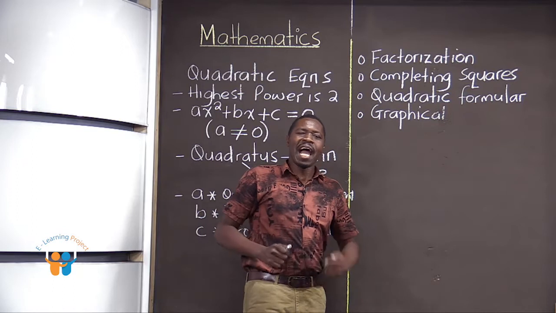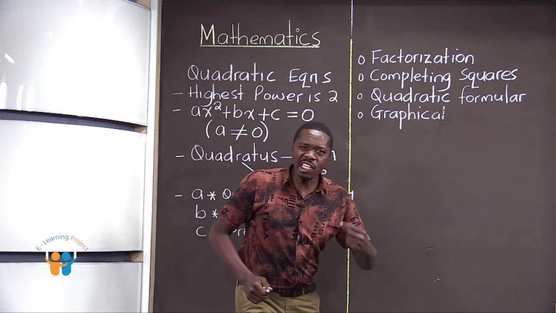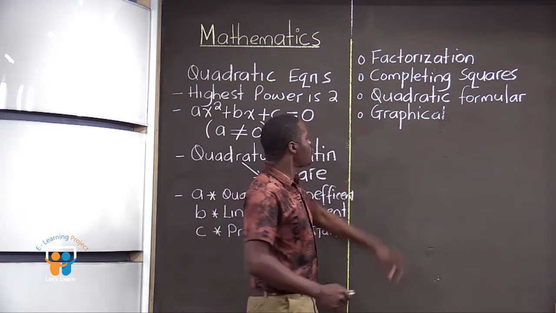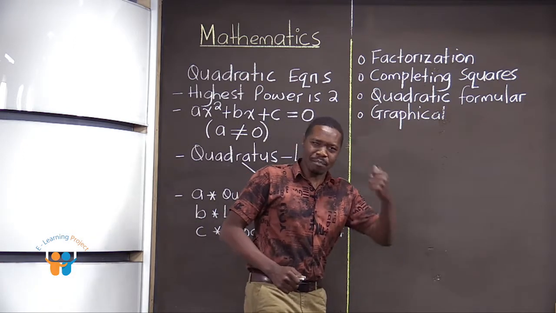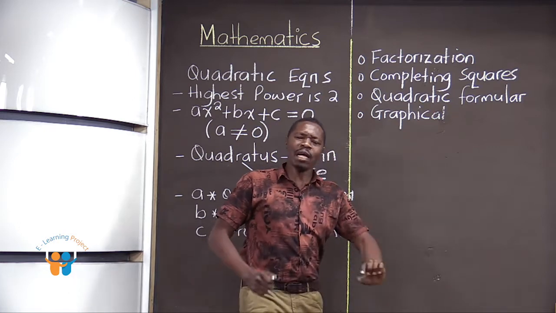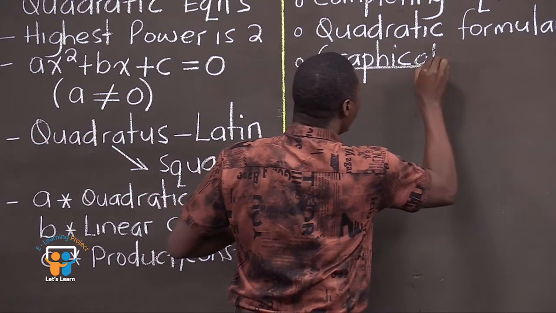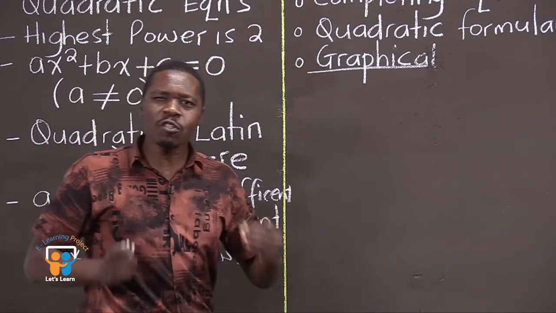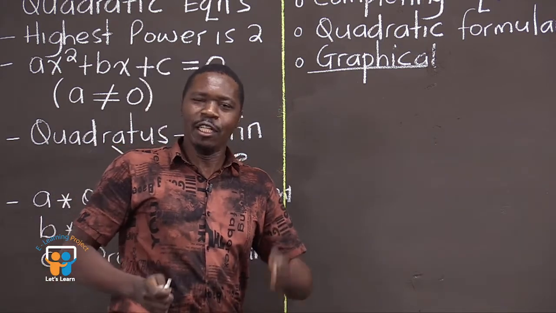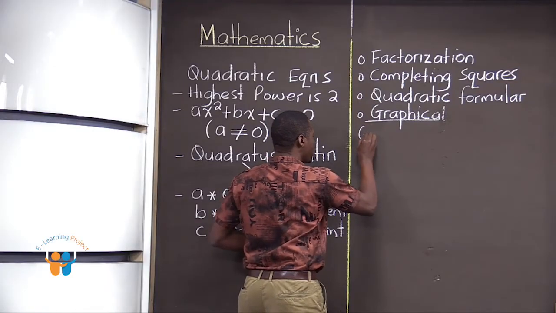Mr. Examiner, our interest today is not to use the factorization method. Our interest today is not to use the completing square method. Our interest today is not to use the quadratic formula or the bulldozer method. Mr. Examiner, this is Obonyo Kenneth reminding you that our interest today is to use the graphical method. This is the topic that most students out there requested help in, and that is why I'm here today. Let us go to the graphical approach.